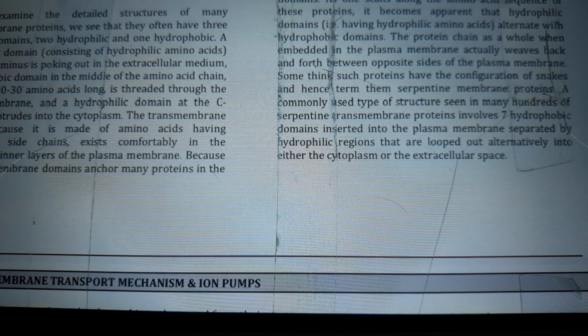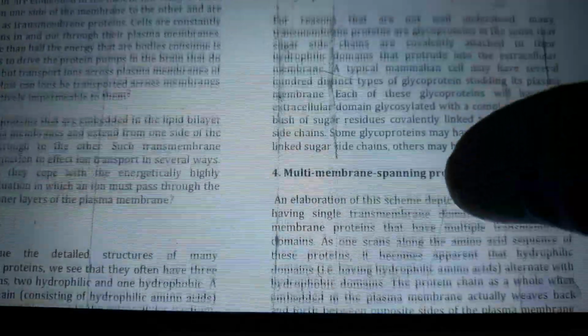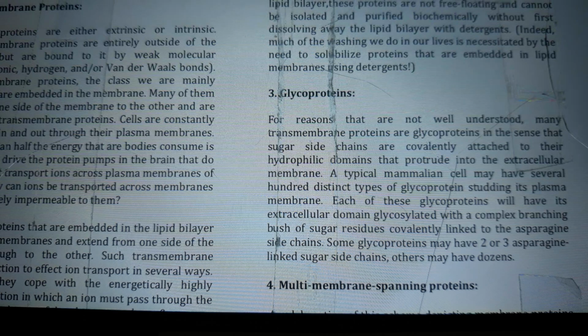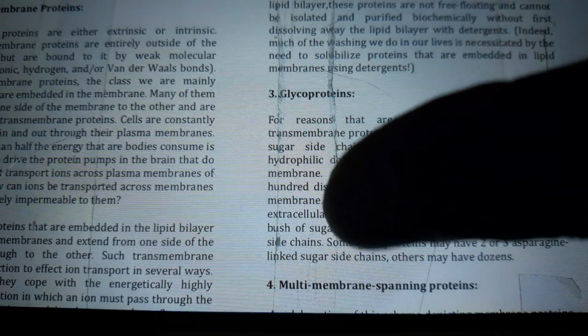Because these transmembrane domains anchor many proteins in the lipid bilayer, these proteins are not free-floating and cannot be isolated and purified biochemically without first dissolving away the lipid bilayer with detergents. Indeed, much of the washing we do in our lives is necessitated by the need to solubilize proteins that are embedded in lipid membranes using detergents.